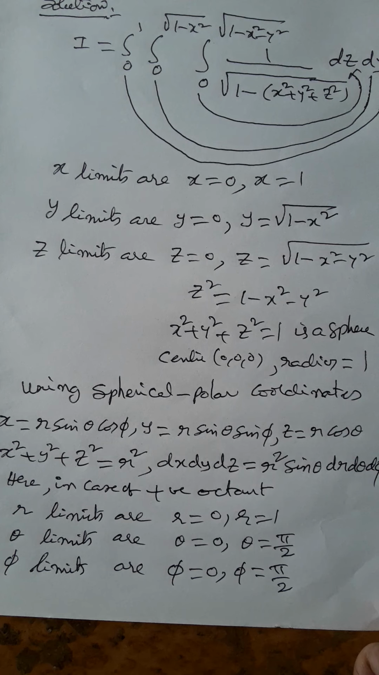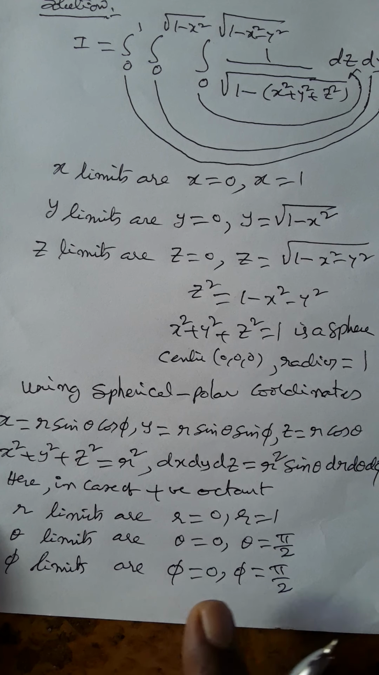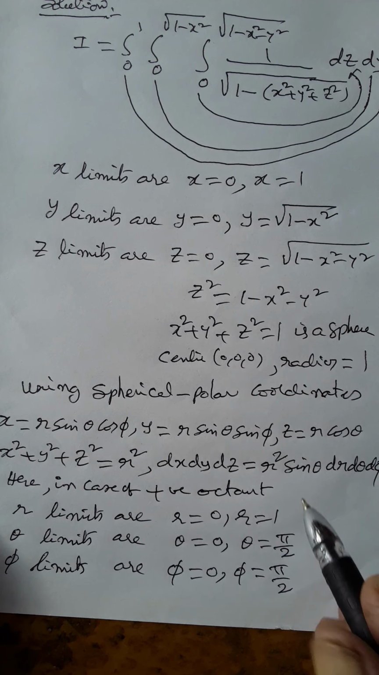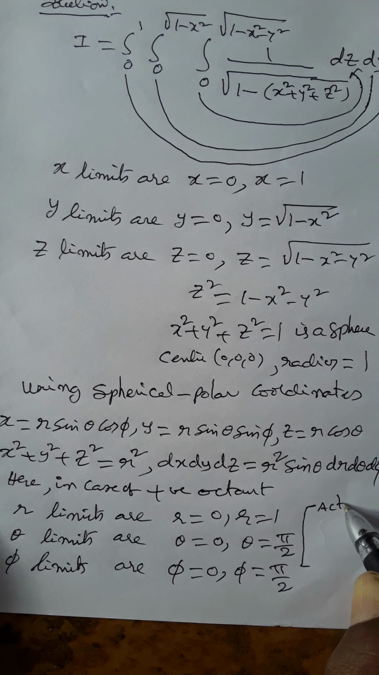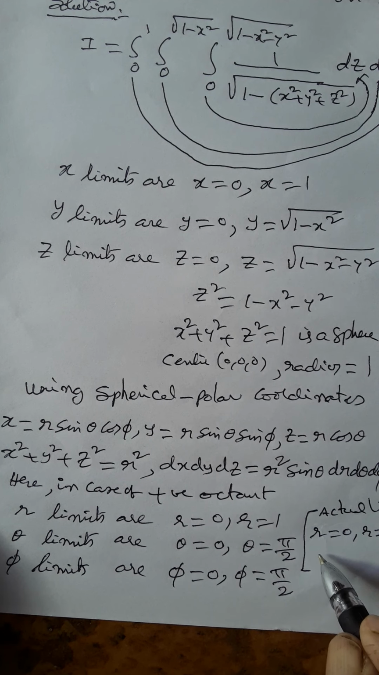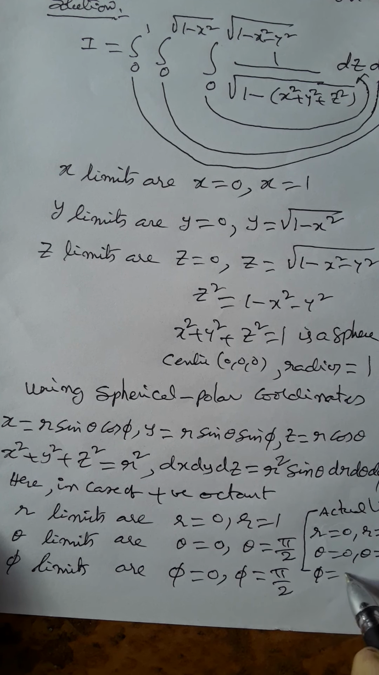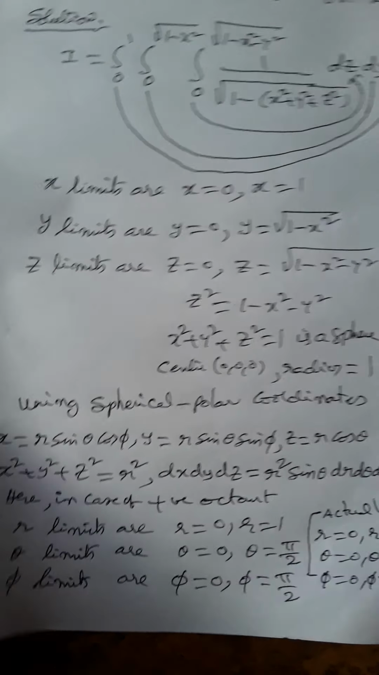Usual limits are r limits 0 to radius, theta limits 0 to pi, phi limits 0 to 2 pi. These are actual limits. r is equal to 0, r is equal to radius, theta is equal to 0, theta is equal to pi, phi is equal to 0, phi is equal to 2 pi.